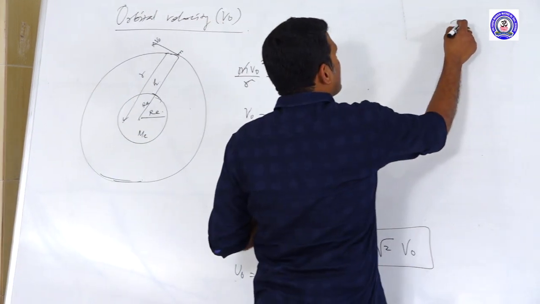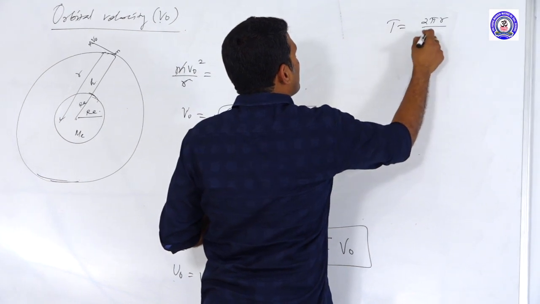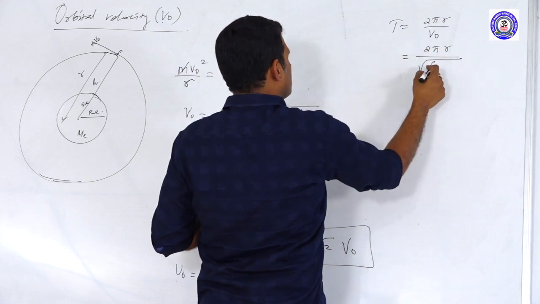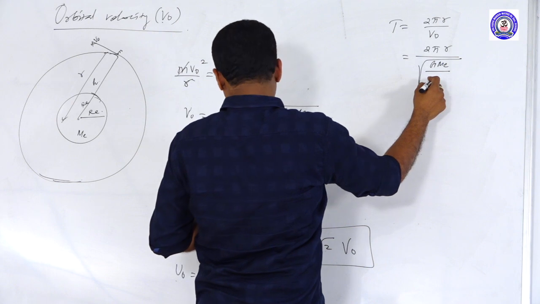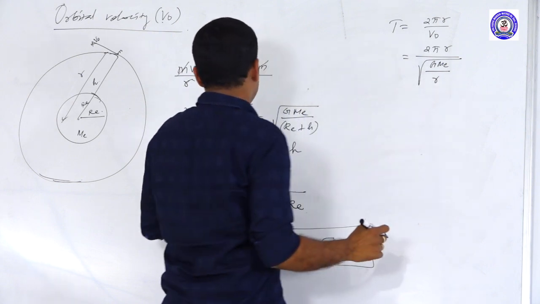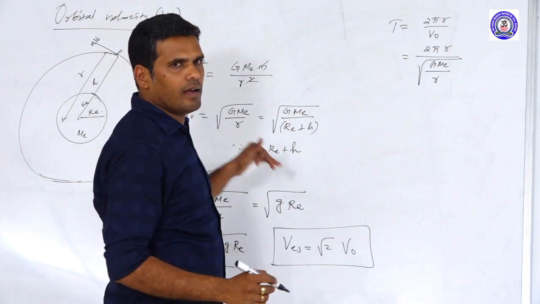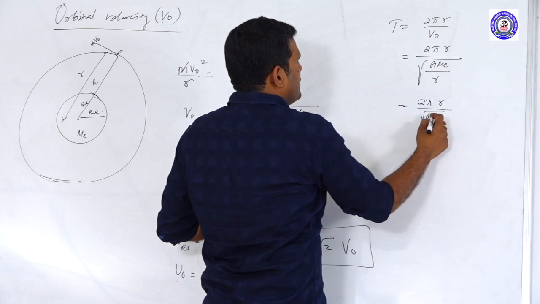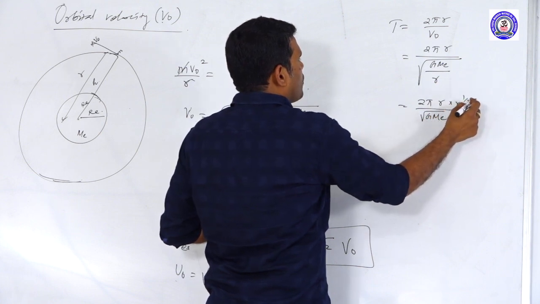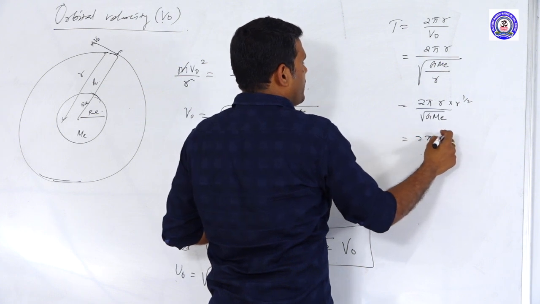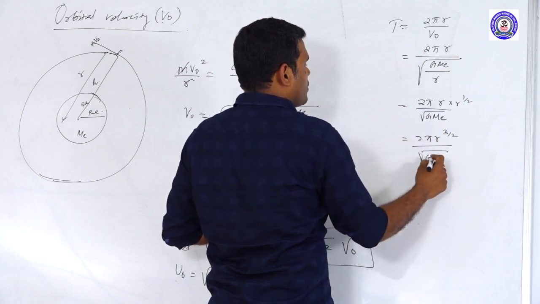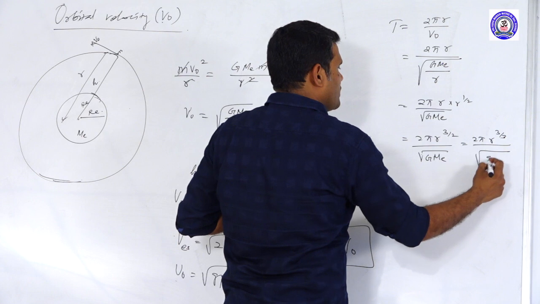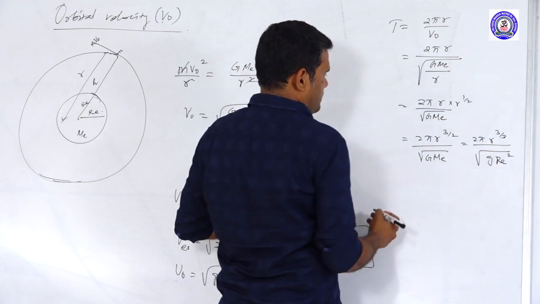Time period of satellite around the Earth can be given as T equals 2 pi r divided by Vo. This is 2 pi r divided by Vo, where Vo equals square root of G Me divided by r. I can write this as 2 pi r divided by root of G Me into r power 1 by 2. So this will become 2 pi r power 3 by 2 divided by square root of G Me. This is also equal to 2 pi r power 3 by 2 divided by square root of g Re square.